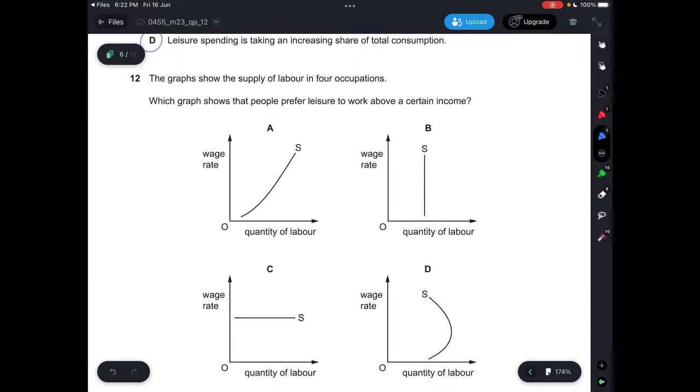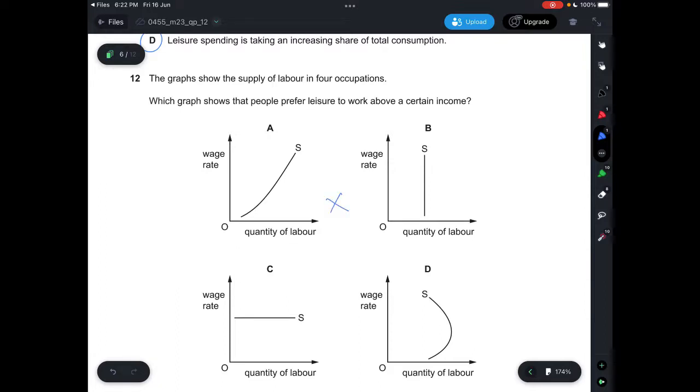Question 12, the graph shows the supply of labor in 4 occupations, and which graph shows that people prefer leisure to work above a certain income. All right, so you can see that for graph A, when there's an increase in supply, this is also possible. When there's an increase in the quantity of labor, there'll be an increase in the wage rate. So this is not the answer.